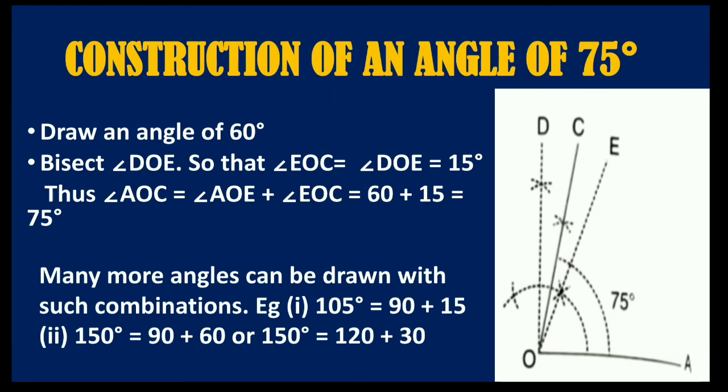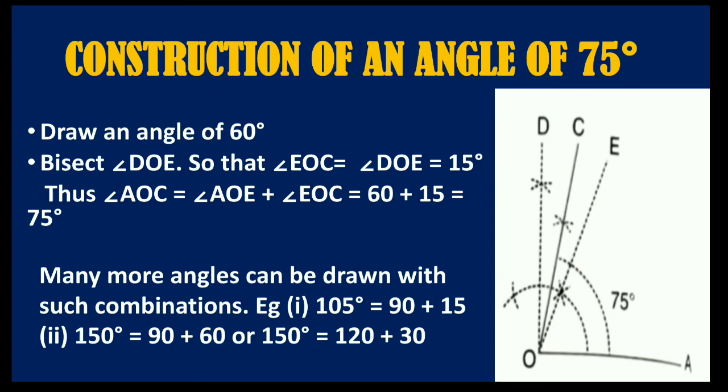So many more angles can be drawn with such combinations. For example, if you want to draw 105, first you have to draw 90 degree and then you have to draw 15 degree. So 90 plus 15 is 105. Similarly, if you are told to draw 150 degree, first you have to draw 90 degree and then 60 degree. So you know how to draw 90 and 60. If you add it, then you will get 150.